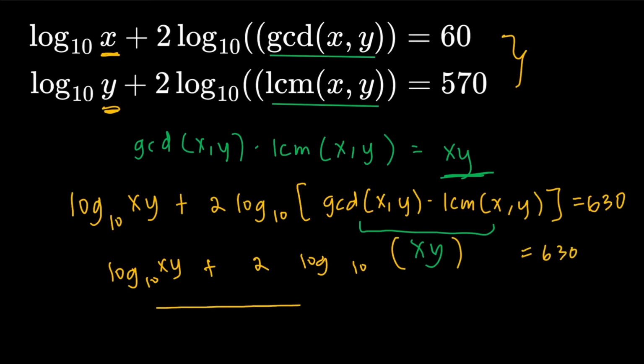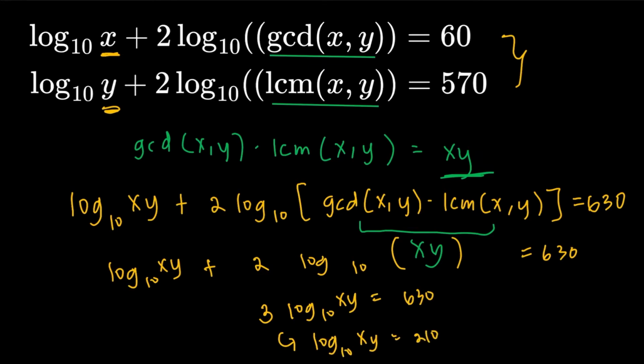And then this part essentially is just 3 times the logarithm of xy with base 10. That's going to be equal to 630. I could solve for the logarithm of xy with base 10. That's going to be equal to 210. Now, converting this to exponential form, xy would be 10 raised to 210. And that's very good information, because at least we're able to get some information, obviously.